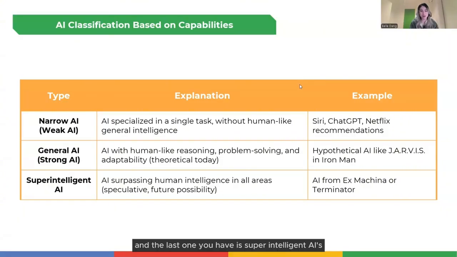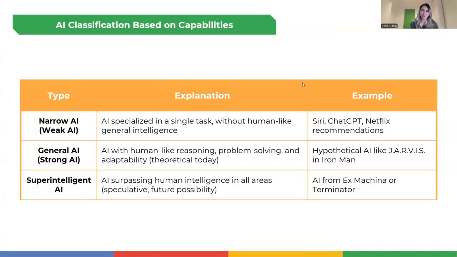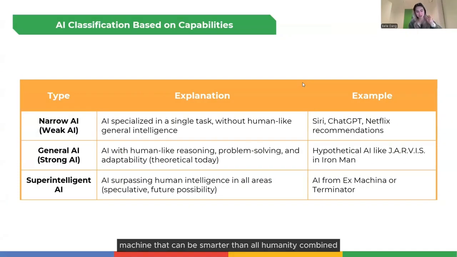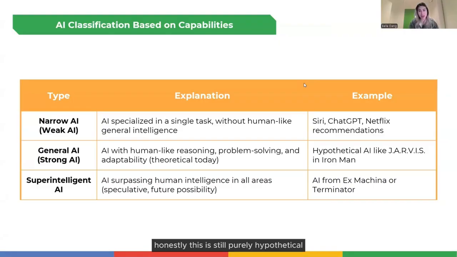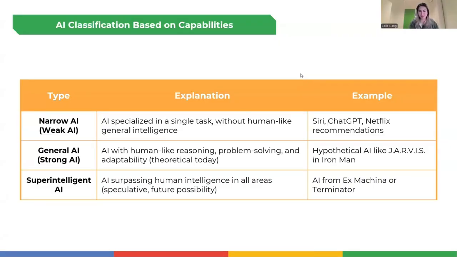And the last one is superintelligent AI. An AI that can surpass human intelligence in every possible way. This is really a concept of a machine that can be smarter than all humanity combined. Honestly, this is still purely hypothetical, but it does make a great movie plot, right?